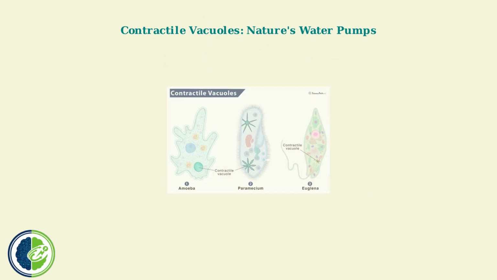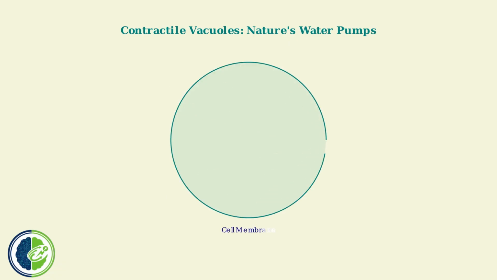Let's look at 3 common organisms you might find in Nigerian freshwater bodies. Here we have amoeba, paramecium, and euglena, all equipped with these amazing contractile vacuoles. Notice how each organism has adapted this system to their specific needs. Now let's zoom in on how these contractile vacuoles actually work.